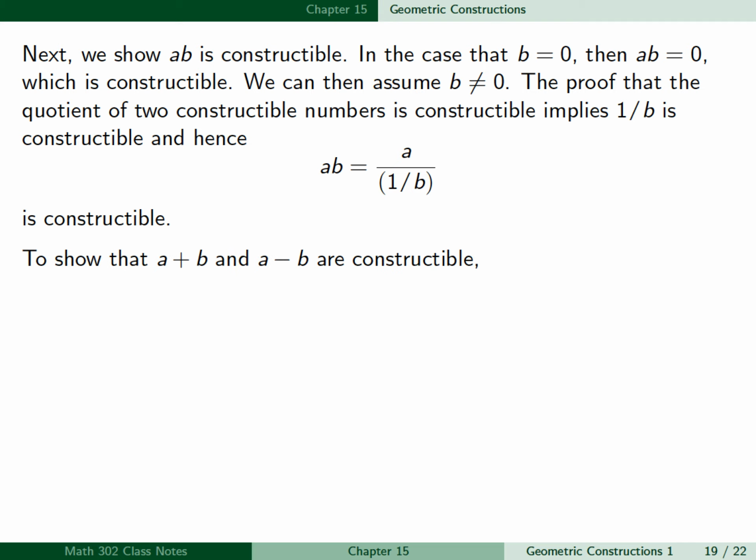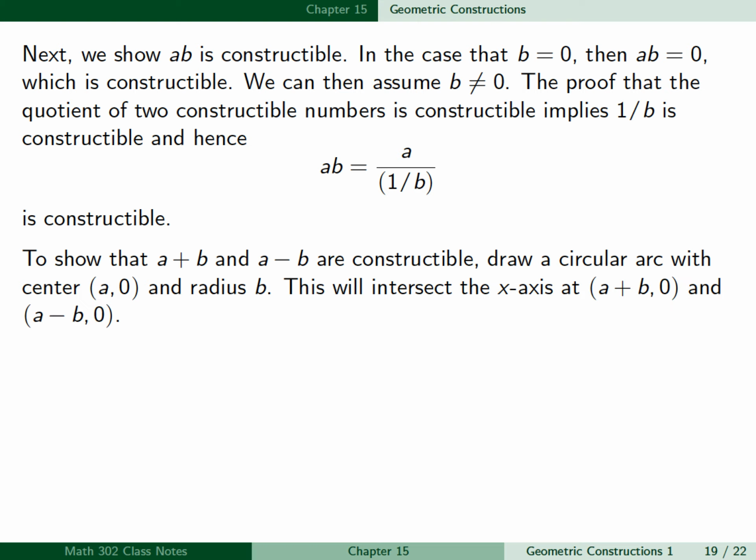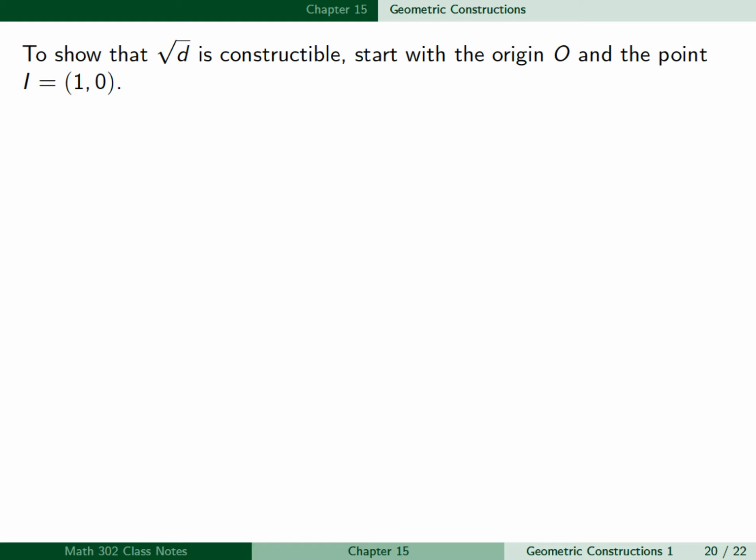To show that A plus B and A minus B are constructible, the sum and the difference of 2 constructible numbers is constructible, we can draw a circular arc with center at (A, 0) and radius B, and this will intersect the x-axis at (A plus B, 0) and (A minus B, 0). And this shows that both of those numbers are constructible.